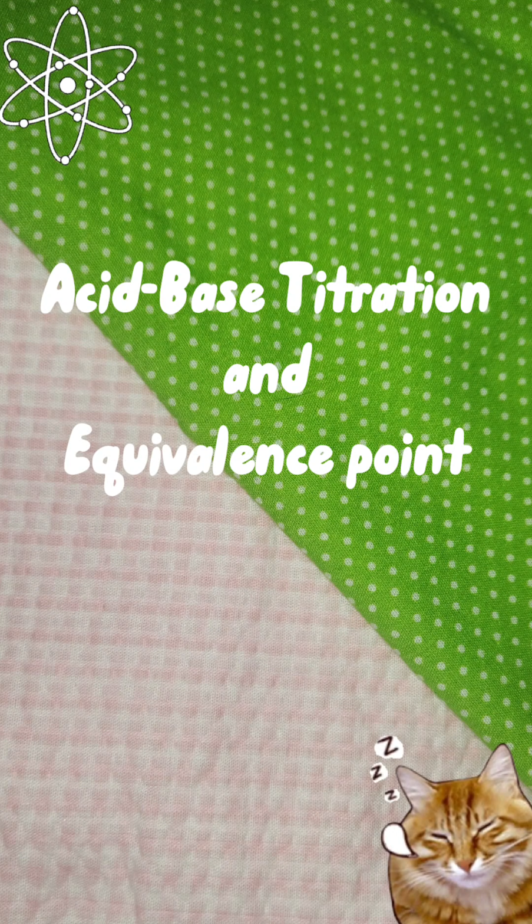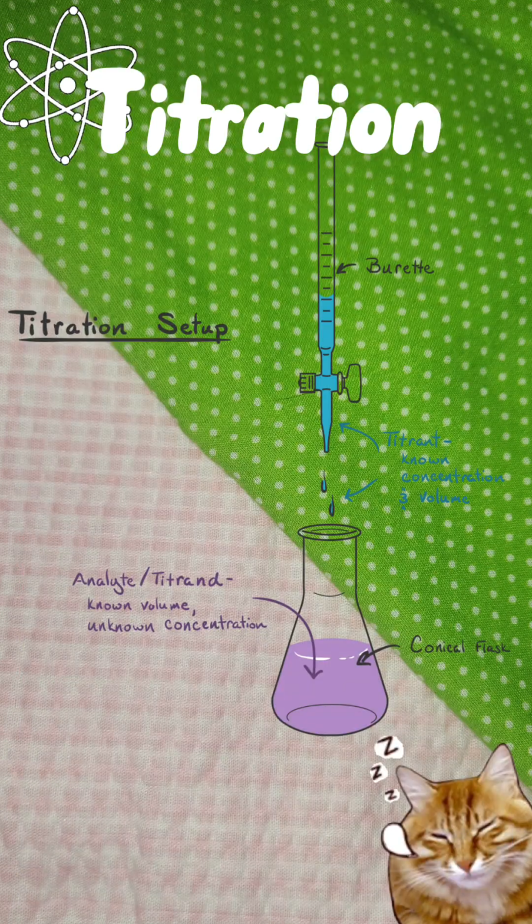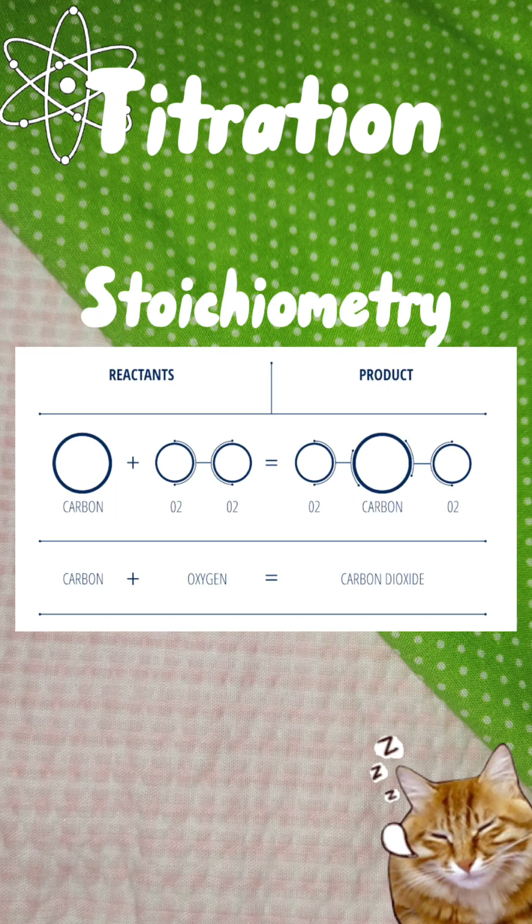Acid-base titration and equivalence point. Titration is a method of determining the concentration of an acid or base in a given solution. This is also a type of stoichiometry, as it's reliant on quantities between reactants and products of a substance.